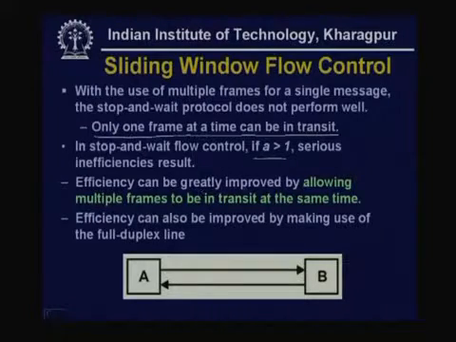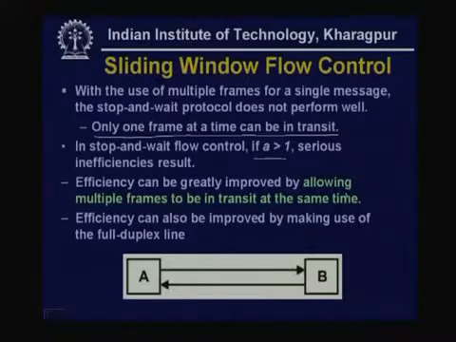Efficiency can be greatly improved by allowing multiple frames to be in transit at the same time. That means, before an acknowledgement is received from the other end, if multiple frames can be allowed to be sent, then efficiency can be improved, and that is precisely what is done in sliding window flow control.